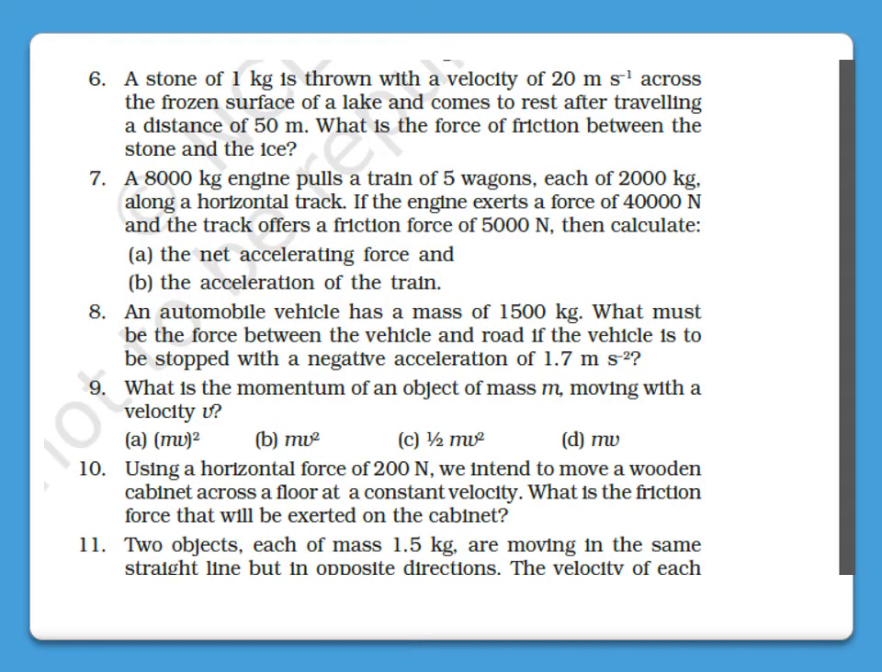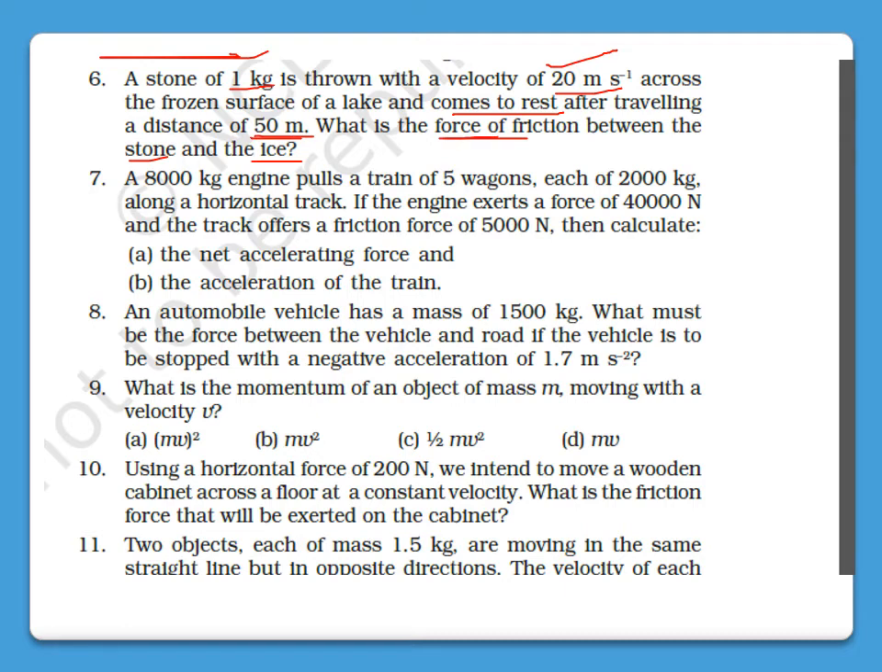Question number 6. A stone of 1 kg is thrown with a velocity of 20 meter per second across the frozen surface of a lake and comes to rest after traveling a distance of 50 meters. What is the force of friction between the stone and the ice? Okay, mass is 1 kg, velocity 20 meter per second, and this is the initial velocity u, comes to rest, meaning v is equal to 0, distance s is equal to 50, and you have to find out force.